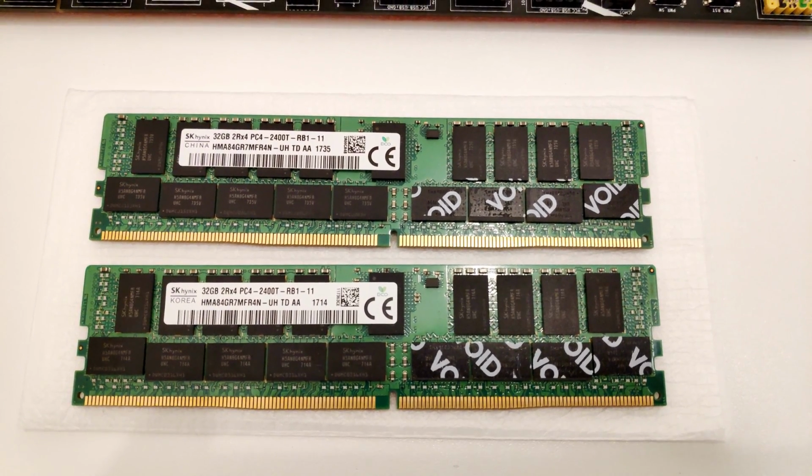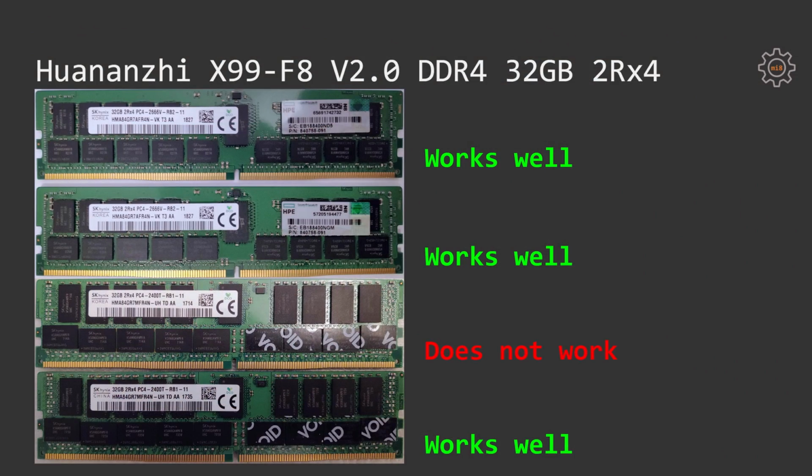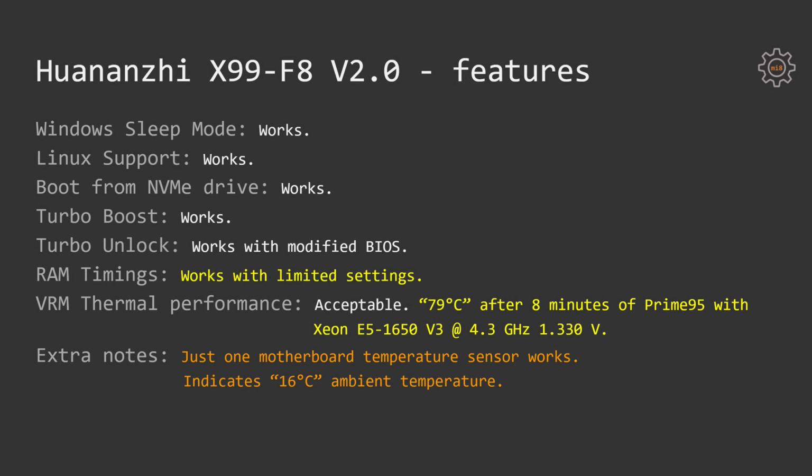What's even more strange is that I have two extra 32GB DDR4 2666 Korean SK Hynix sticks, and those two work no problem. Just these two DDR4 2400 SK Hynix Korean do not work. Exactly the same sticks but from China are working with no problem. After testing different CPUs and memory sticks on Huananzhi X99-F8, I went to test all the rest of the functionality.